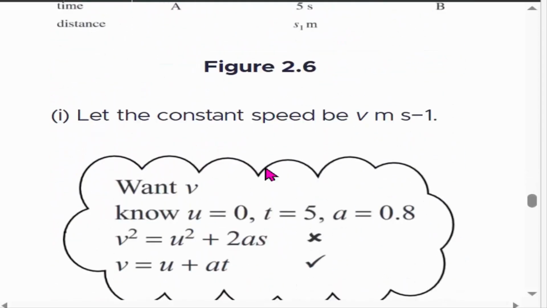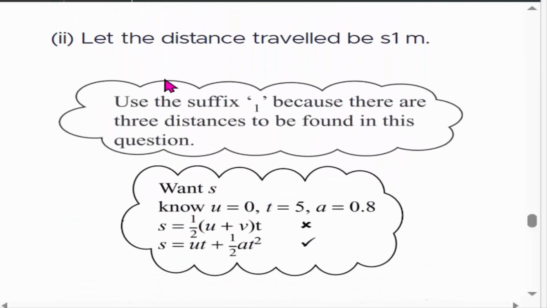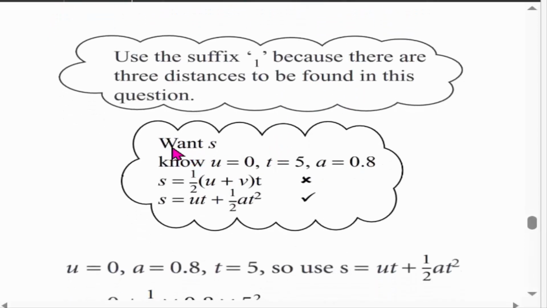Now let's take the next part of the journey of the bus. Let the distance traveled be s1 meters, because we use suffix 1 since there are three distances to be found. That is the distance while it accelerates, then goes at the constant speed, and then decelerates. So s1 is the distance while it accelerates. If you want to calculate the value of s1, we know that u equals 0, t is equal to 5 seconds, and acceleration a is given as 0.8.